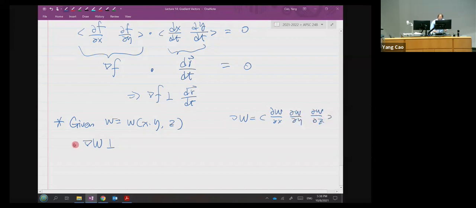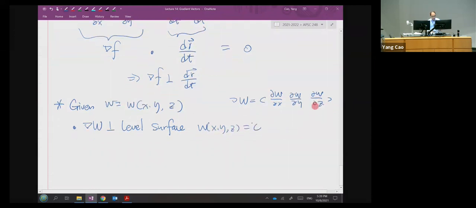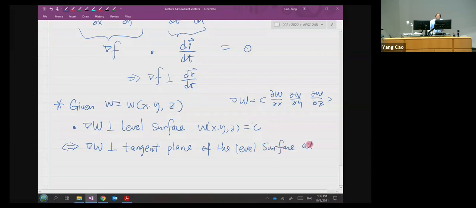The statement is: del W is perpendicular to the level surface W equal to C. W equal to C, basically W(x, y, z) equal to C. You let it equal a constant. Or, an equivalent statement to the first one: del W is perpendicular to a tangent plane of the level surface at a certain point.